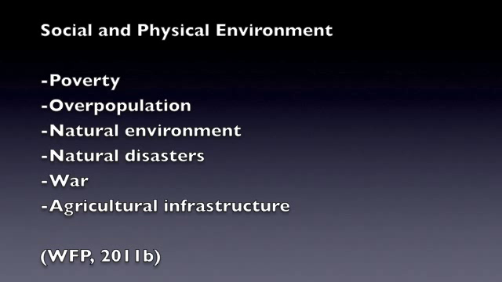Developing countries or those hit by natural disasters or war may lack roads for the transport of food, warehouses for the storage of food, and irrigation systems for water. Natural disasters and war can also directly destroy or contaminate food and water sources.